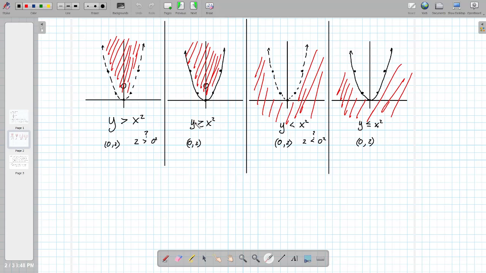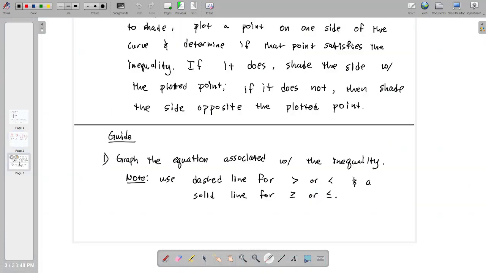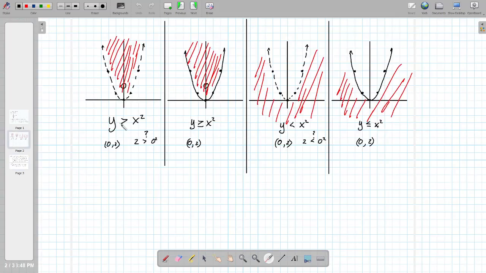You don't graph y is greater than x squared when we're trying to do this part. Graph the equation associated with the inequality. What I mean by this is, like here, we graphed y is equal to x squared. Yes, y is not actually equal to x squared in the inequality, but we still need to graph that as a boundary for our solution set, because the points start becoming a part of the solution set around the boundary y equals x squared. So here we graph the curve y is equal to x squared.